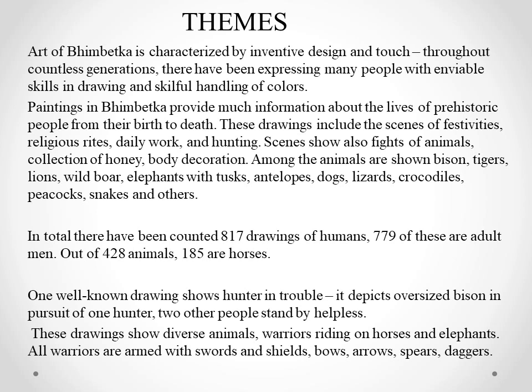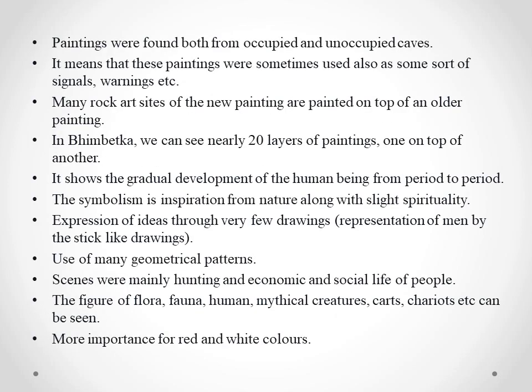These drawings show diverse animals. Various figures are riding on horses and elephants, and various are armed with swords, shields, bows, arrows, spears and daggers. Paintings were found both from occupied and unoccupied caves. It means that these paintings were sometimes also used as some sort of signals.